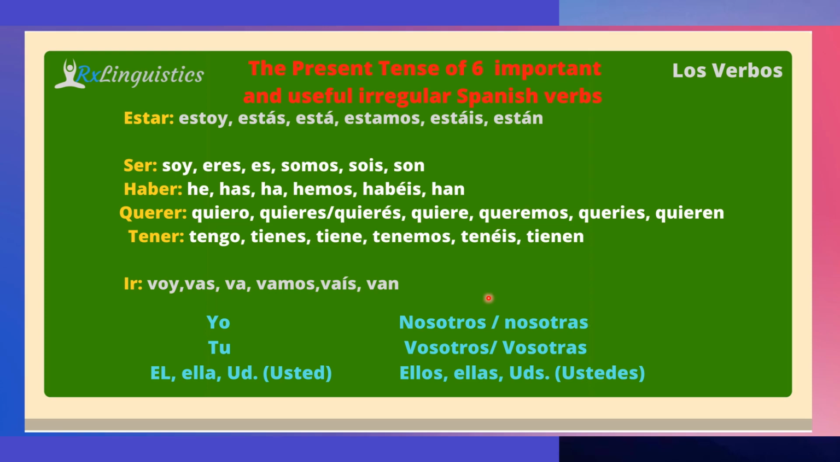Okay, if you are going to buy something, vamos a comprar. So the main verb there is comprar. The vamos is just helping, but it's a useful verb to know. So these are six useful irregular verbs. The present tense of six very useful irregular verbs. It's good to know them.